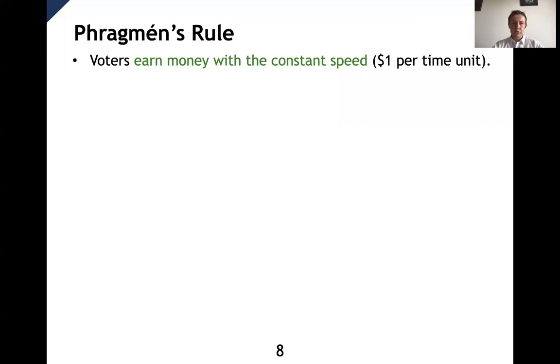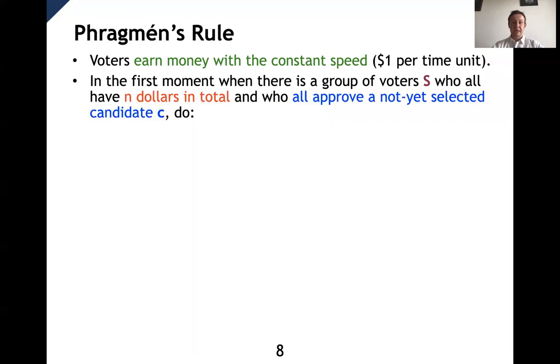For Phragmén's rule, there are several alternative definitions. We'll use here the one which is based on the concept of money. Here we assume that the voters earn money with the constant speed of $1 per time unit, and we also assume that buying a single candidate requires n dollars.